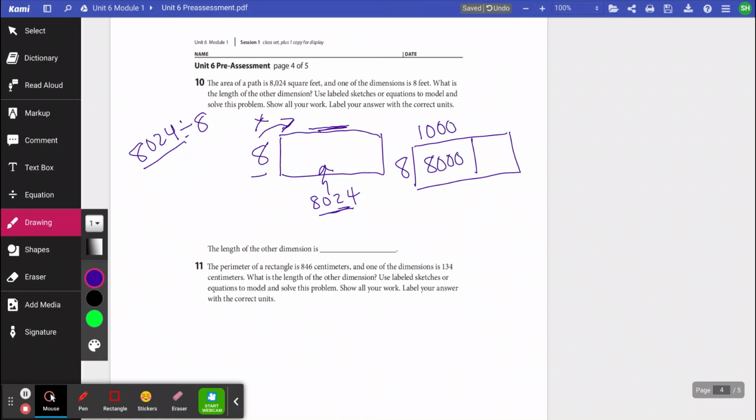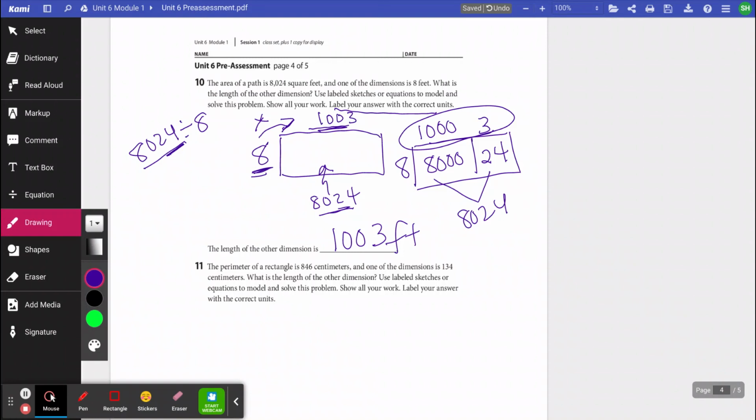That's a big jump, and it gets me almost all the way. And then I know 8 times 3 is 24. And now between those two, I have 8,024. So then my answer is 1,003. And I do have to put feet on there because it does say label your answer with the correct units. So I could do 8 times 1,003, and I would get 8,024.